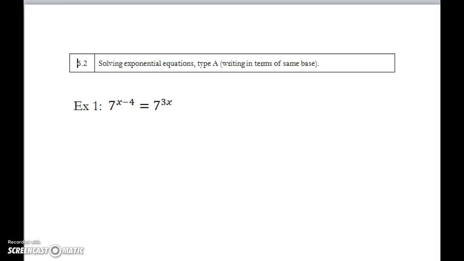Standard 6.2, solving exponential equations. There are two different types, so the ones that we're doing today for our purposes we'll call type A. We'll look at another type in our next unit.